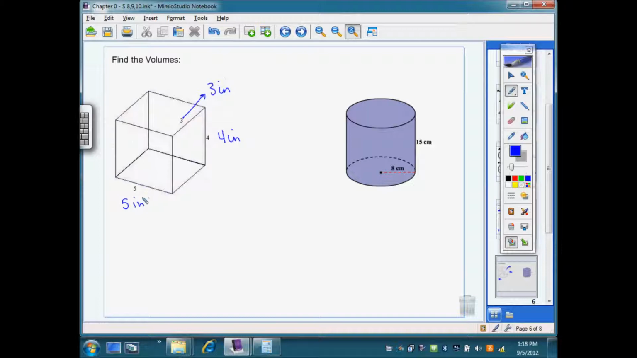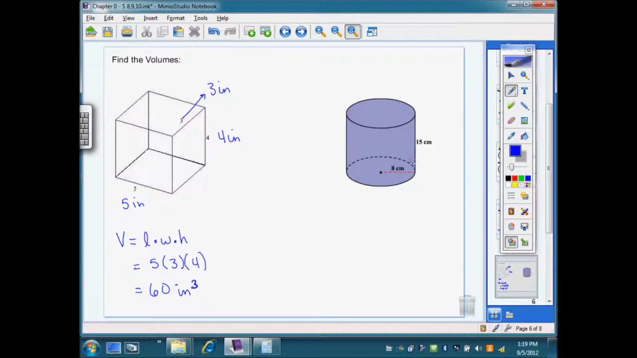Okay. So to find the volume, we're going to do length times width times height. It doesn't matter which of these is length, width, and height, because we're multiplying them all together. So 5 times 3 times 4. So it's going to be 60 cubic inches. Okay. Remembering that volume has a cube on the units.